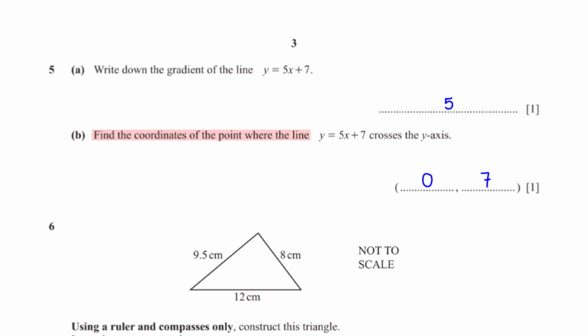Find the coordinates of the point where the line y equals 5x plus 7 crosses the y-axis. At the point where the line crosses the y-axis, the x-coordinate is 0. When we plug in x equals 0 into the equation, we get y equals 7.